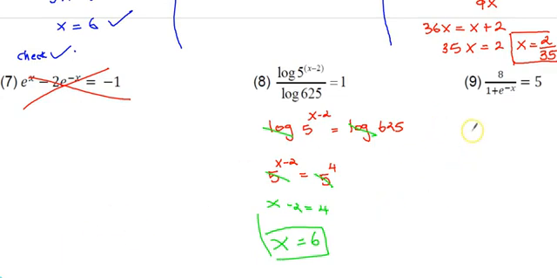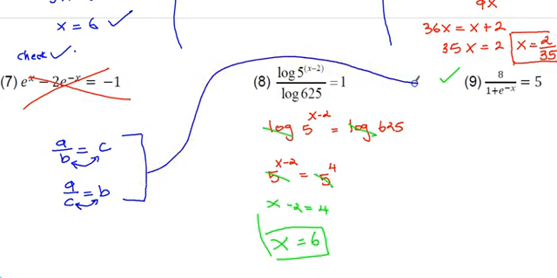Okay, on this page, last but not least, this is a very important question. You have to know how to solve this. 8 over 1 plus e to the x is equal to 5. So I'm just going to explain here. If I have a over b is equal to c, I can also say a over c is equal to b, because these two are interchangeable. This property is going to help you for this problem. I can say 8 over 5 is equal to 1 plus e to the x.